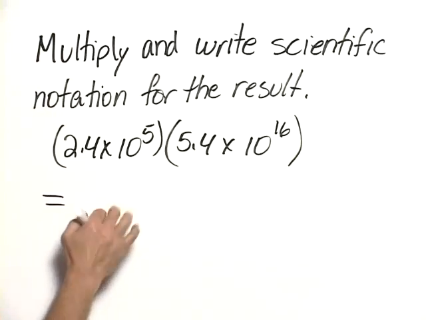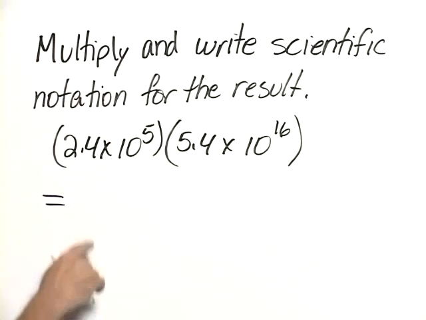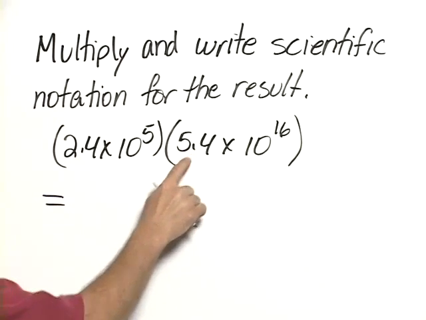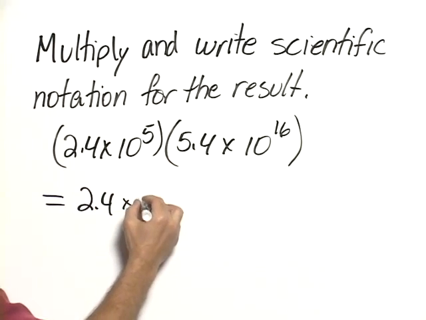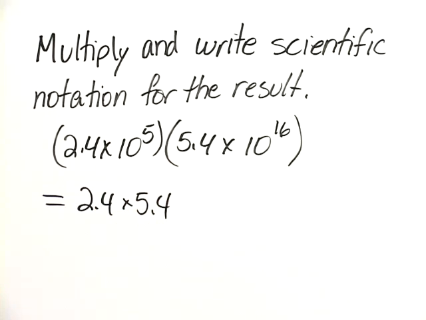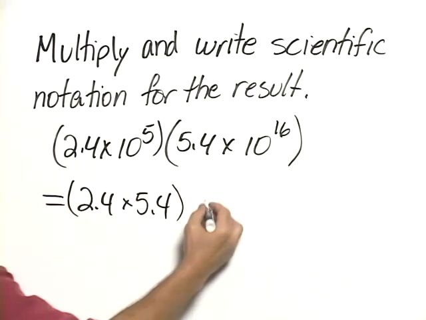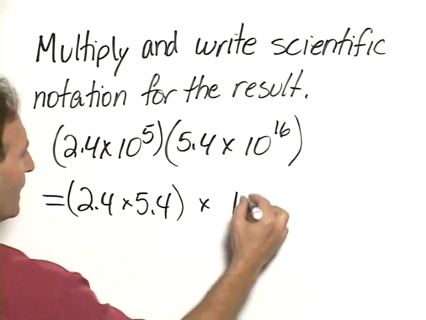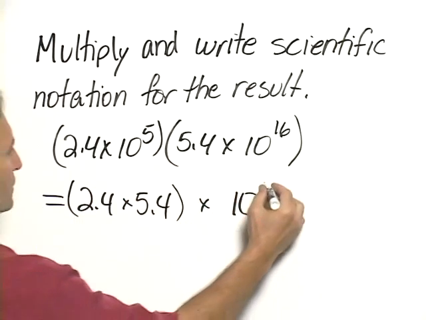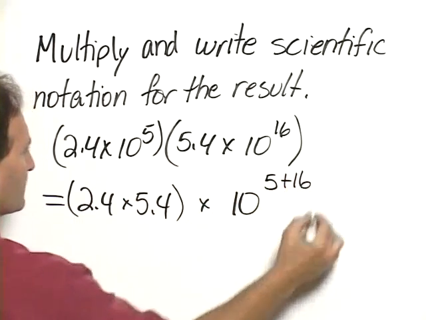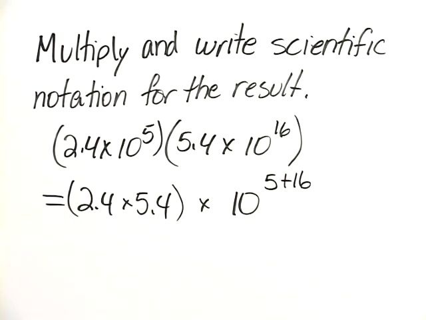So when we multiply two numbers in scientific notation, we multiply the numbers that are between 1 and 10. In other words, 2.4 times 5.4, and then multiply that times the power of 10s. Now the power of 10s, when we multiply those, we add the exponents, so 10 to the 5 plus 16.